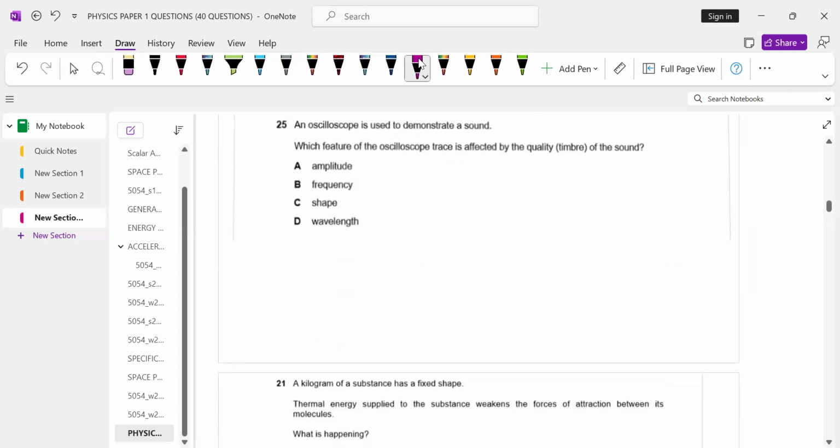Question number 12. An oscilloscope is used to demonstrate a sound. Which feature of the oscilloscope trace is affected by the quality, the timbre, of the sound? So which feature is affected? In an oscilloscope, you see the shape of the sound wave. So option C is correct for question number 12.